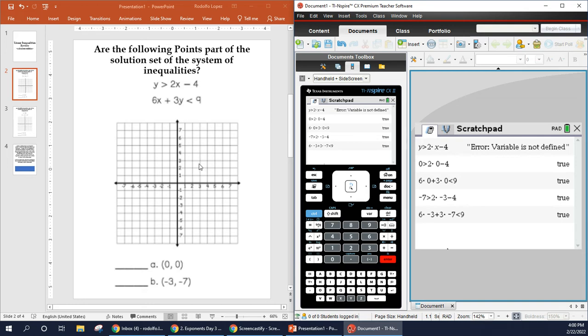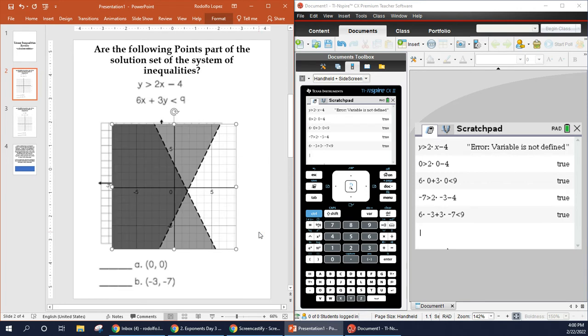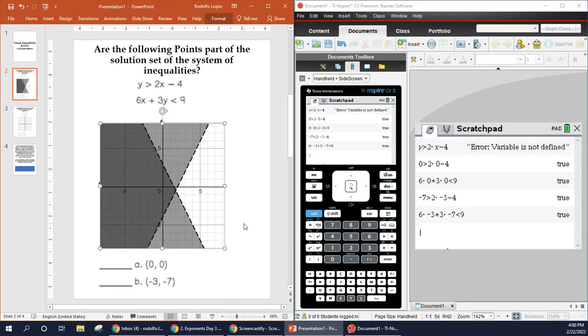Now, if we were to actually graph these, this is what the function would look like. I'm going to bring this up to the front. Notice how there are two dotted lines. This darker gray area is the shaded region that they both have in common. 0, 0 is right here in the middle. It's in the shaded region. And negative 3, negative 7 is over here. Negative 7 is down here. That point is also in the double shaded region. So anything in this double shaded region is considered part of our solution set.